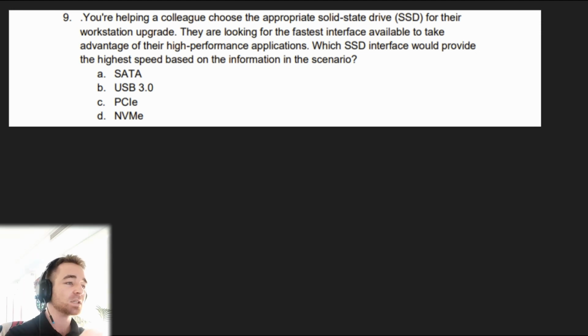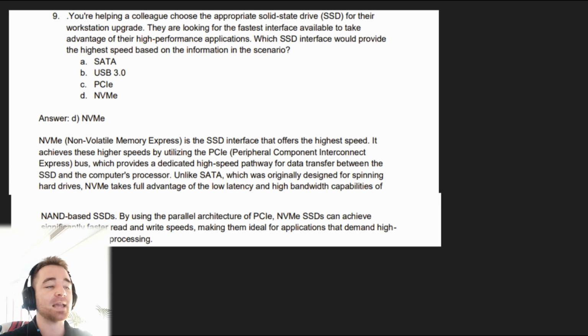Next question. You're helping a colleague choose the appropriate solid-state drive for their workstation upgrade. They are looking for the fastest interface available to take advantage of their high-performance applications. Which SSD interface will provide the highest speed based on the information in the scenario? A, SATA, B, USB 3.0, C, PCIe, or D, NVMe? Your answer coming up in a few seconds. Pause the video if you need more time. 3, 2, 1, now. The answer is NVMe.